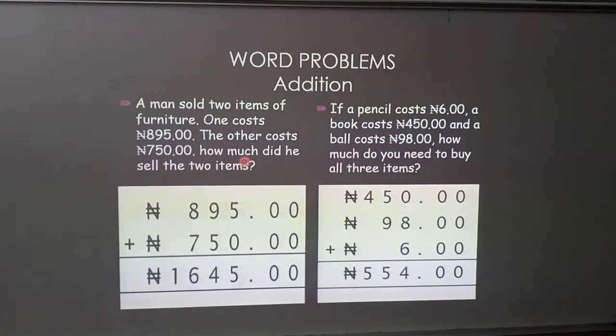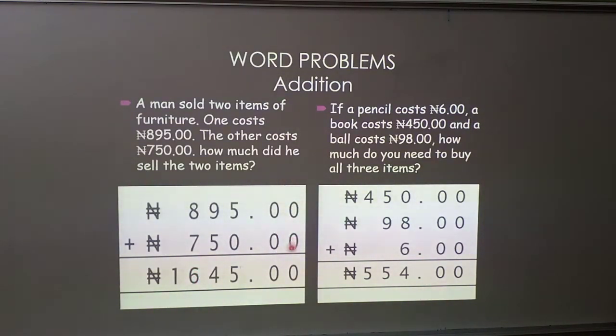So we add. Okay, how do we know that we add? Because we don't have the clue word for subtraction. Okay, we just have 2 items and we have the price of each item, and we are trying to find the total. Okay, so total is the word there. Although the word total is not used here, you can infer it by how much did the 2 items cost, or how much did he sell the 2 items. Okay, so again, remember, when adding, you align your naira signs, you align your decimal points, and then you align the other numbers afterwards. So 5 goes on the same straight line with 0, 9 goes on the same straight line with 5, and 8 goes on the same straight line with 7.